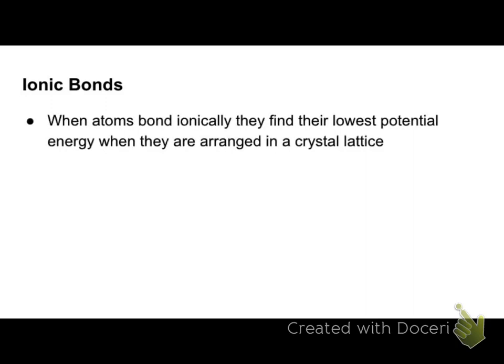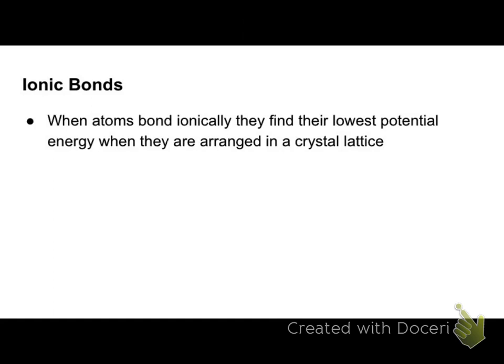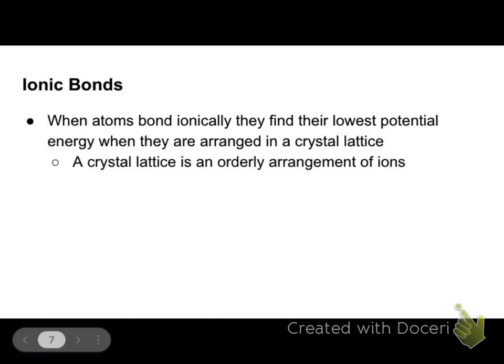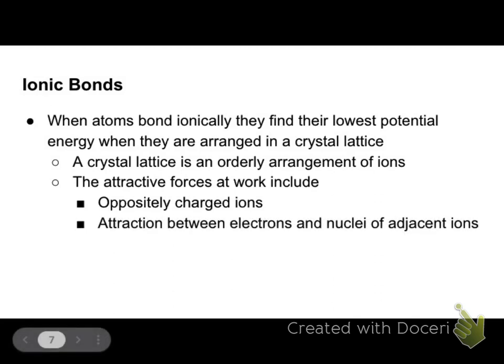When atoms bond ionically, they find their lowest potential energy when they are arranged in a crystal lattice. A crystal lattice is basically an orderly arrangement of ions that is a 3D structure like a crystal. The attractive forces inside of this 3D structure are between oppositely charged ions. So in the case of sodium chloride, there would be attraction between all the different sodium ions and all the different chloride ions inside this structure, as well as attractions between electrons and nuclei of adjacent ions.